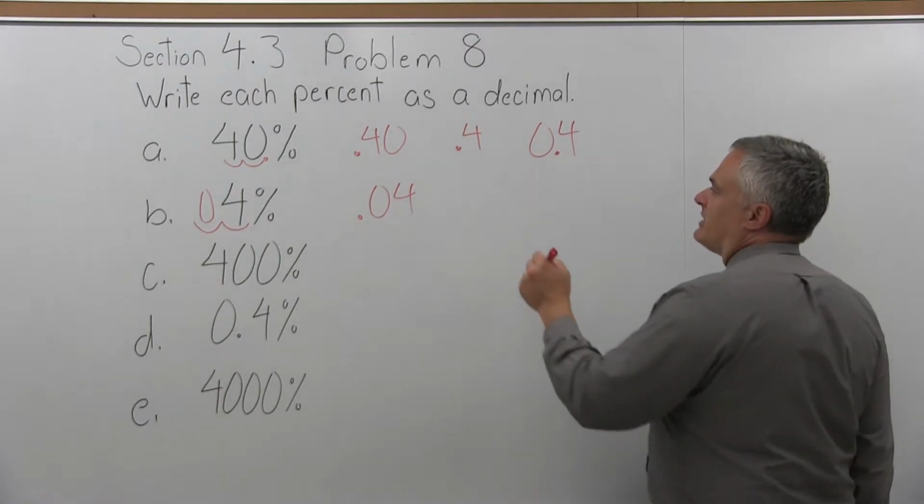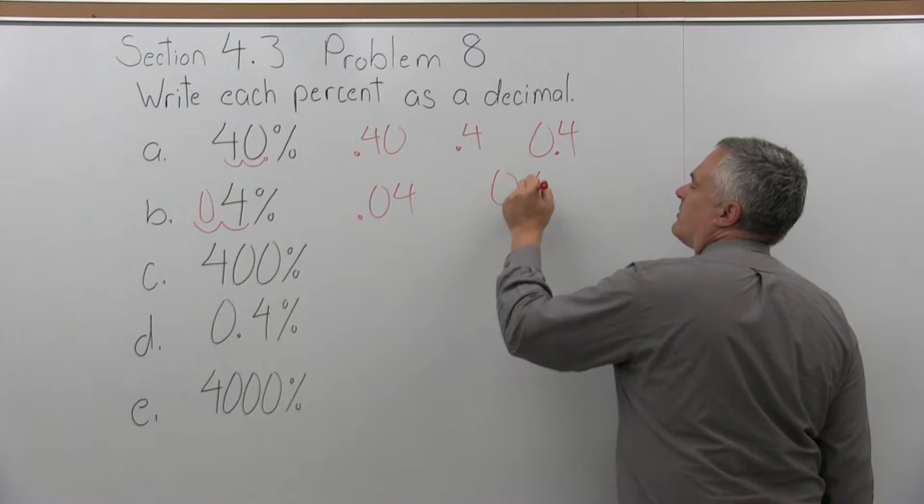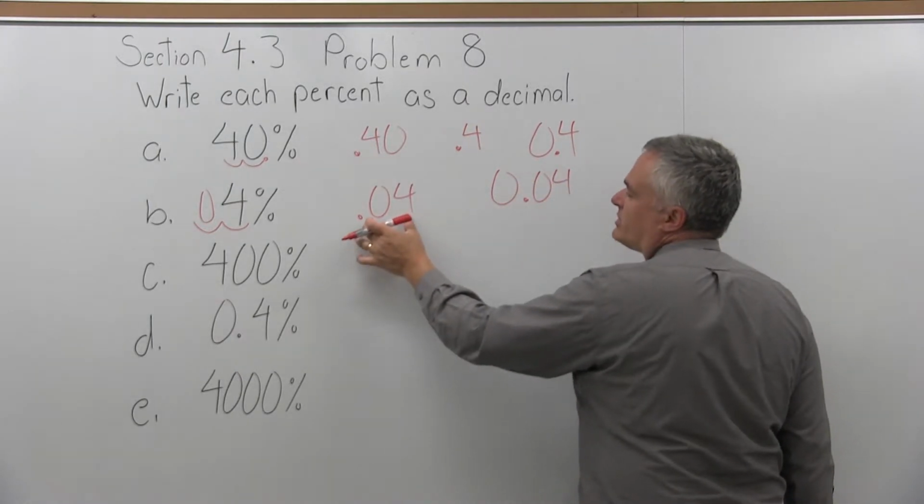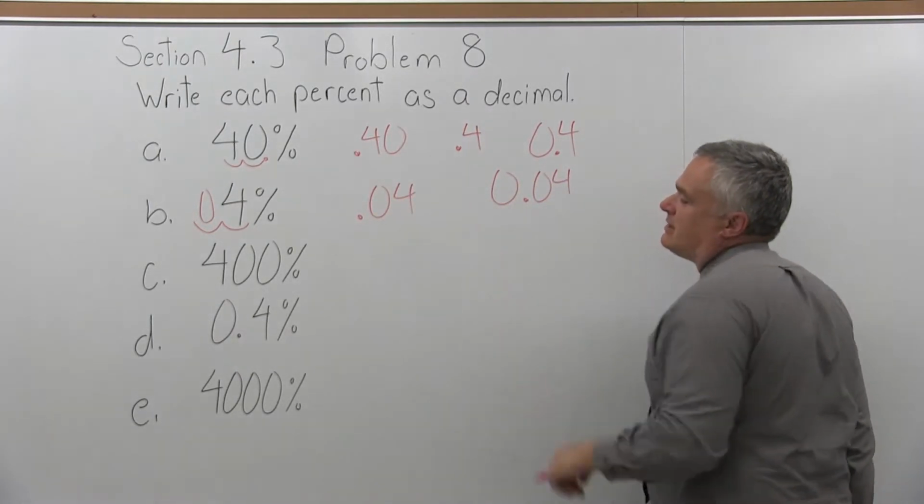Now again, some people like to have the 0 in front, like a calculator would write it that way, so you can write it like that. I'd probably just write 0.04, but these are the same.